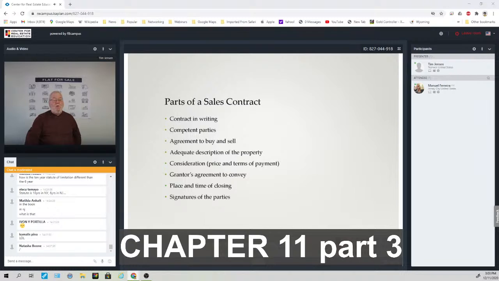Then there must be a grantor's agreement to convey. If you look on page 176 in your book, it gives you the breakdown of the method of payments, including deposit monies, where they go into, what trust accounts it's in, is there a mortgage, how much, what kind, et cetera, et cetera. All that stuff has to be explained in the contract. Again, the seller must agree to sell. The grantor agrees to convey the property to the buyer. And a place and time of closing.